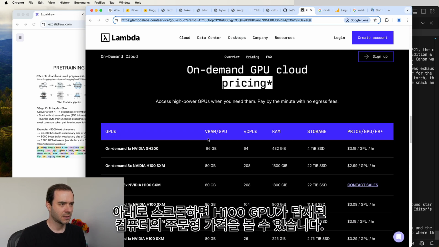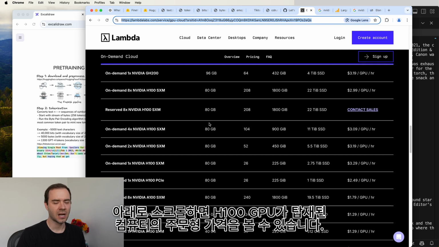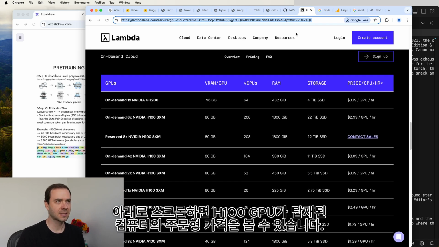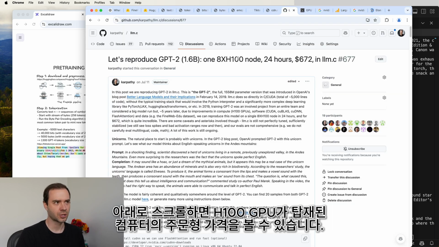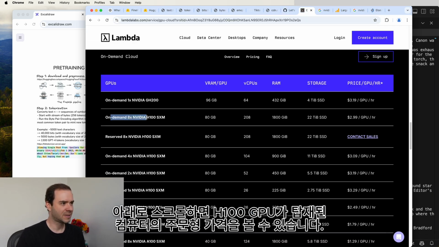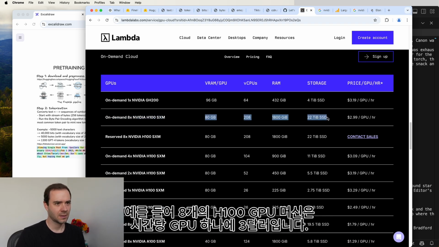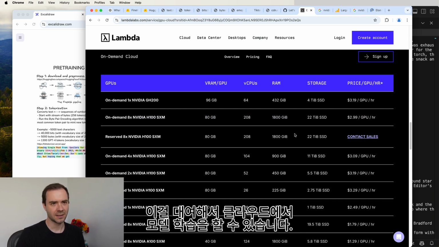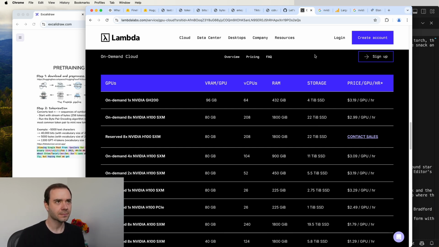So when you scroll down, you can see that they have some on-demand pricing for computers that have these H100s, which are GPUs, and I'm going to show you what they look like in a second. On-demand 8 times NVIDIA H100 GPU, this machine comes for $3 per GPU per hour, for example. So you can rent these, and then you get a machine in the cloud, and you can go in and you can train these models.